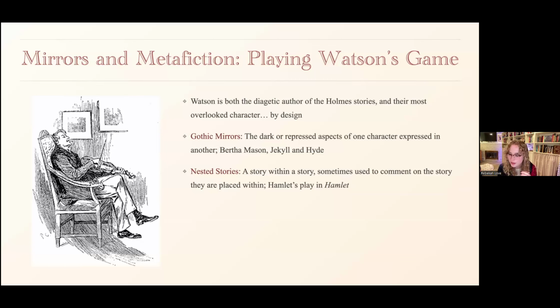This leads me to the second element at play here, the metafictive tradition of the nested story, or the play within a play. The closest well-known parallel to what I'm setting up here would be in Hamlet, when Prince Hamlet puts on a play that echoes the events unfolding around him, so that he can see his uncle's reaction to the play and determine whether or not his uncle murdered his father.